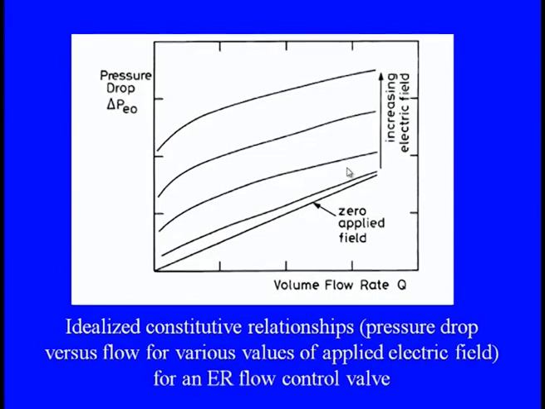And when we want to show the relations between the pressure drop and the flow versus applied electric field in the ER flow control valve, we can see that when the flow rate is high, the pressure drop also increases, and the electric field is also increased. When we have zero applied field, this shows a linear relationship between the pressure drop and the volume flow rate. And when we change the field, there is a clear nonlinear variation even as we increase the electric field applications.